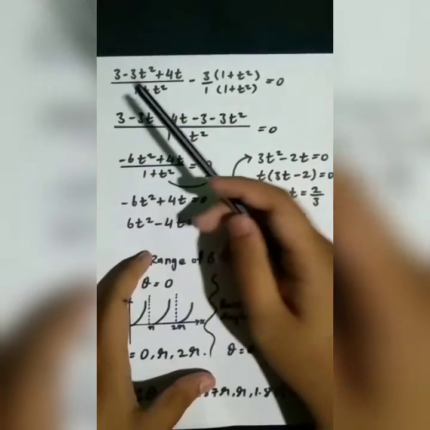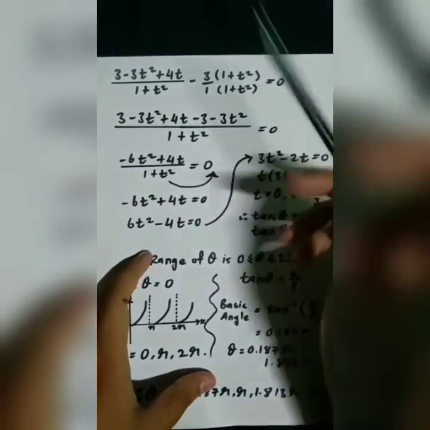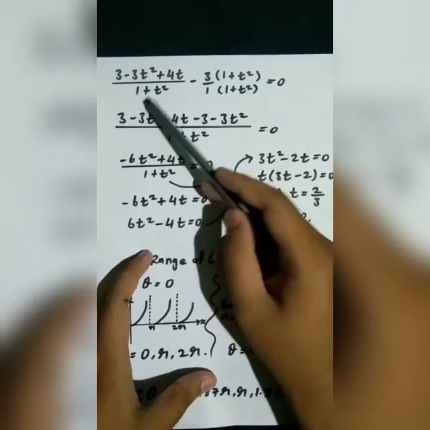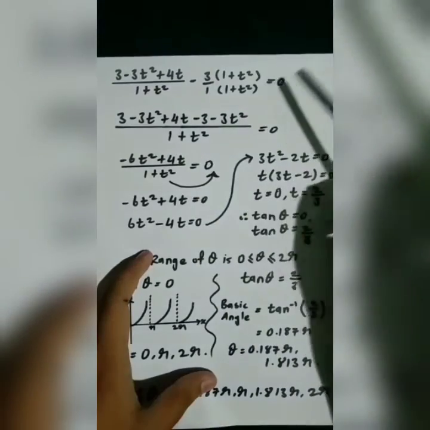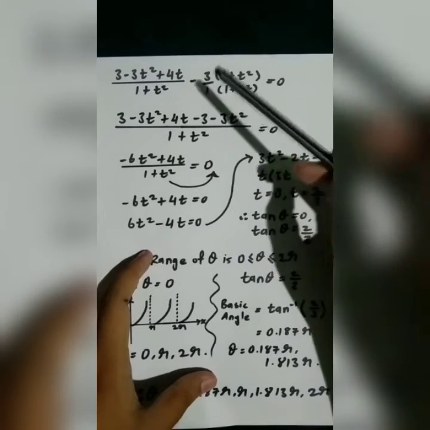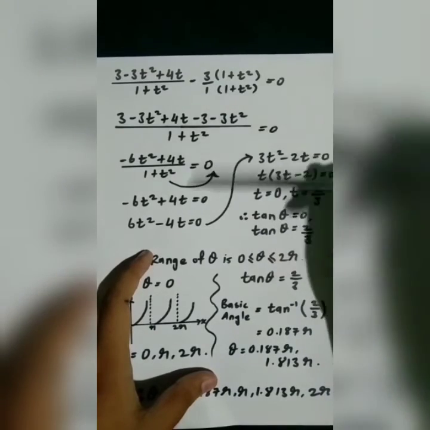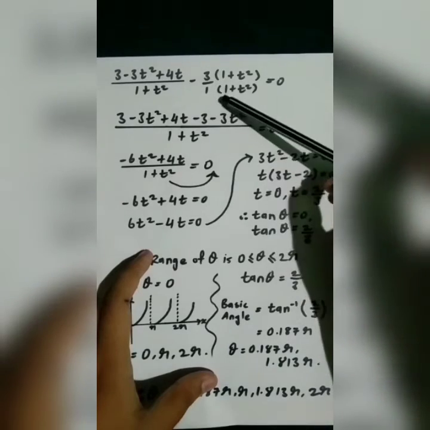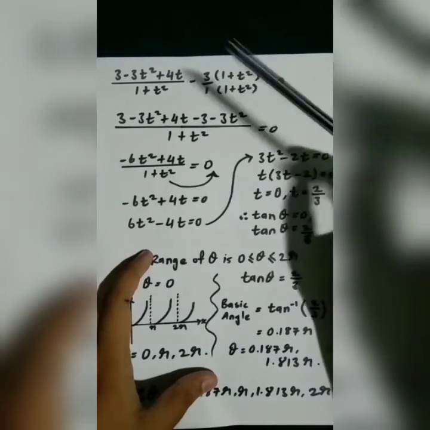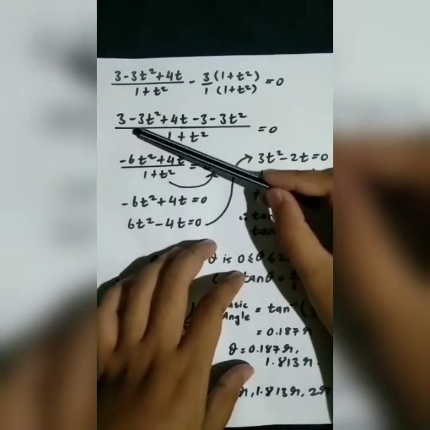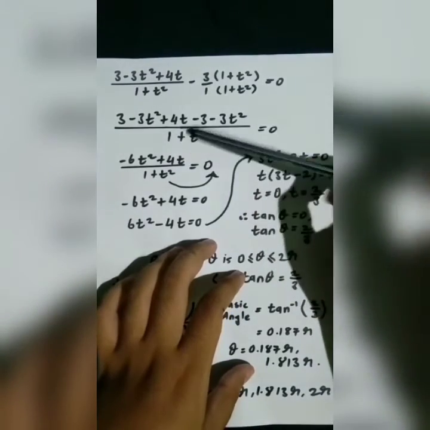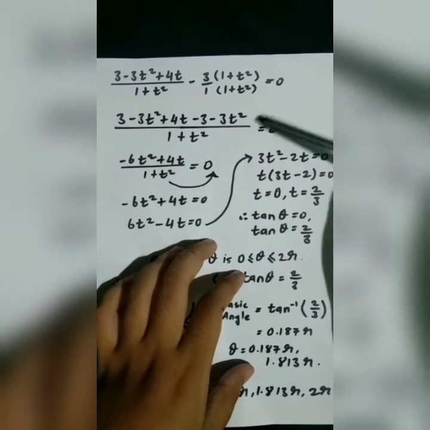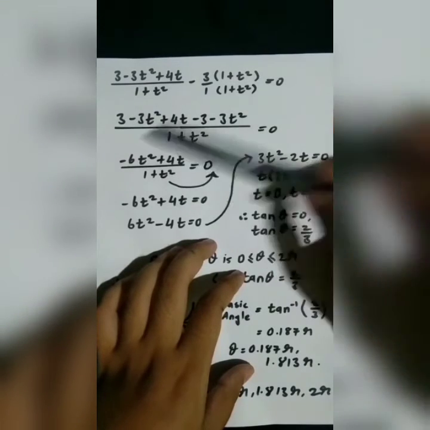After we replace cos 2 theta and sin 2 theta, we will get 3 minus 3t squared plus 4t over 1 plus t squared minus 3 is equal to 0. If we want to combine the number 3 into the calculation, we must give it the same denominator, which is 1 plus t squared. After that, it will be 3 minus 3t squared plus 4t minus 3 minus 3t squared over 1 plus t squared equals 0. After that, we just calculate it.